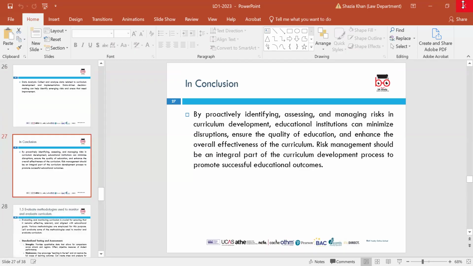So in conclusion to 1.4, by proactively identifying, assessing and managing risk, curriculum development and education institutions can minimize disruptions. It is important to ensure the quality of education and enhance the overall effectiveness of the curriculum. Risk management should be an integral part of the curriculum development process to make sure that the educational outcomes are successful. So it's really important: risk management, risk assessment, having plans in place, reviewing and monitoring them, making sure you've got data, and making sure that you're able to change the curriculum quite easily if there is a need for high risk.